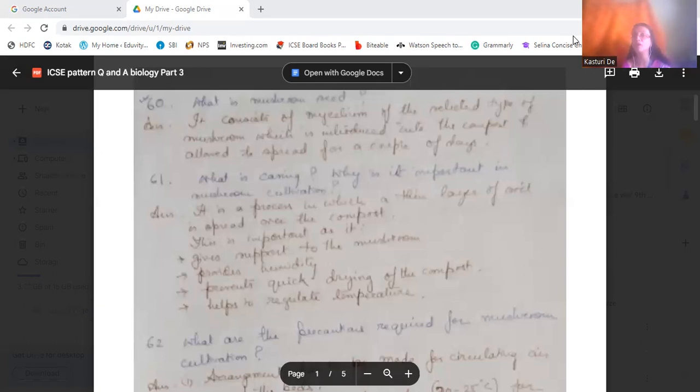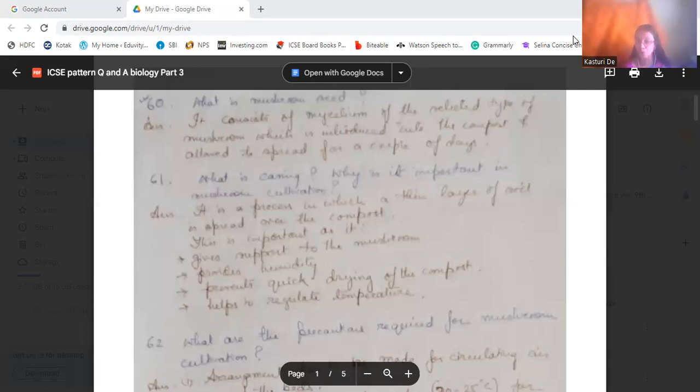Now, what is casing? Why is it important in mushroom cultivation? Casing is a process in which a thin layer of soil is spread over the compost. Compost is there, so a thin layer of soil is spread over the compost, and that is known as casing. This is an important process because it gives support to the mushroom.